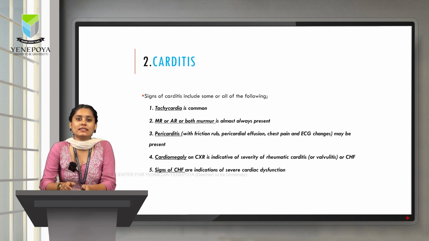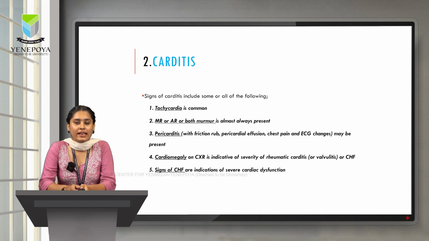If cardiomegaly is seen in chest X-ray, it is indicative of severe rheumatic carditis or valvulitis, or it can be because of congestive heart failure. So there is an enlargement of the cardiac chambers. Signs of CHF are indicative of severe cardiac dysfunction. CHF is congestive heart failure. If these signs are present, then it is very indicative that carditis is present in the patient.